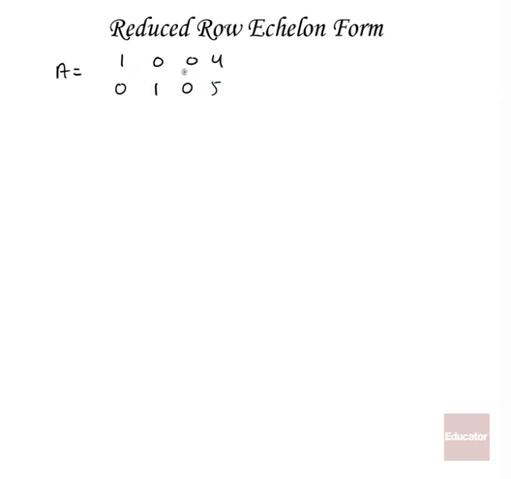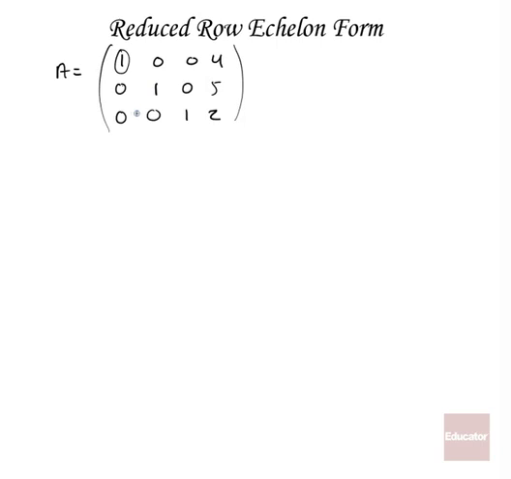So we have the matrix 1, 0, 0, 4, 0, 1, 0, 5, 0, 0, 1, 2. This is in reduced row echelon form. Notice, this row has a leading entry. It is a 1. Everything else in its column is a 0. This row has a leading entry too, but notice it's to the right of that one. And every other entry in that column is 0.